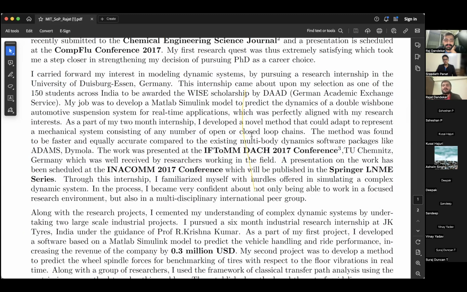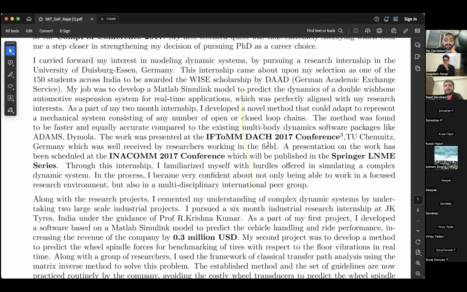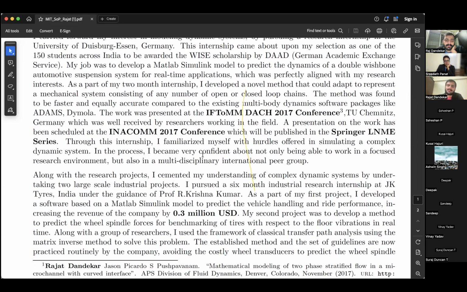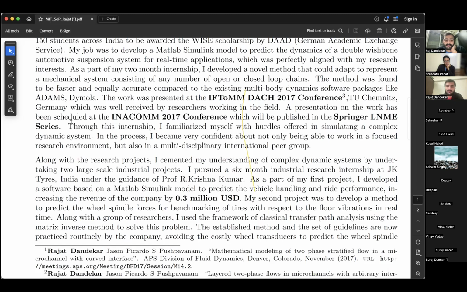This is what I wanted to give people who are reading my SOP, an impression that whatever you're reading, it's not a series of disconnected events, but all of these events are linked together by a common thread, which is running throughout my SOP, that I'm very passionate about working on this field of complex dynamic systems and analyzing these systems, whether it's a fluid mechanics problem or a problem in automotive engineering. So this is what I mentioned here.